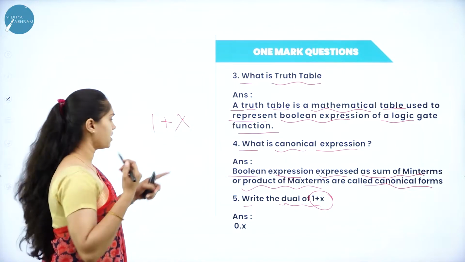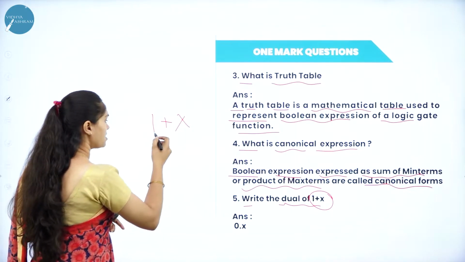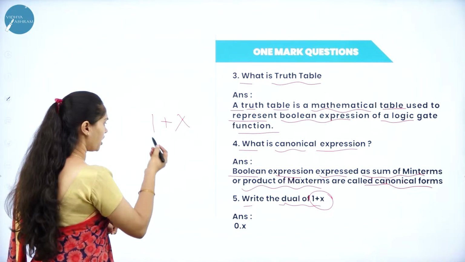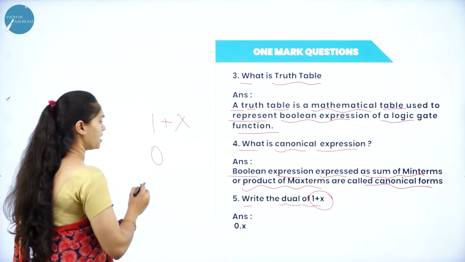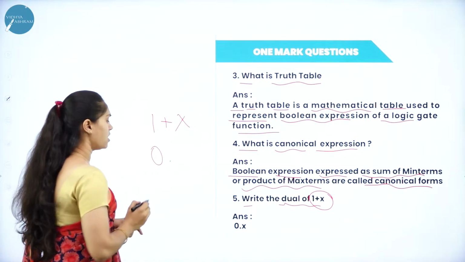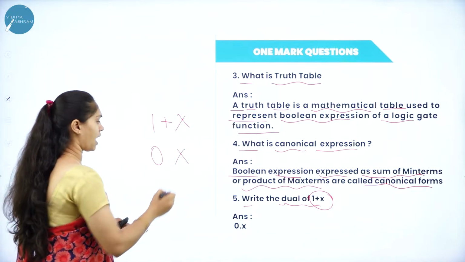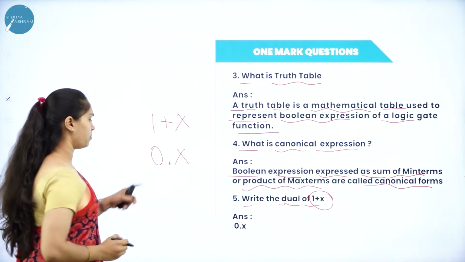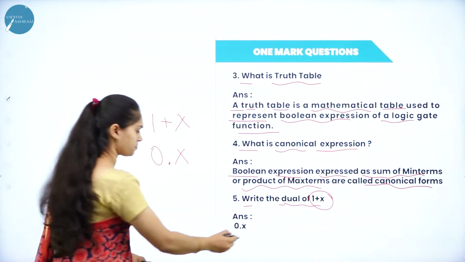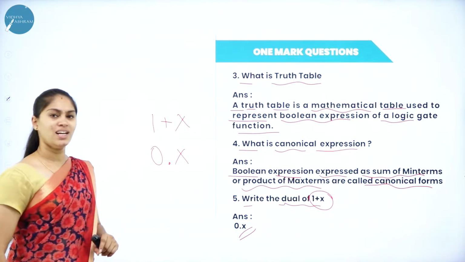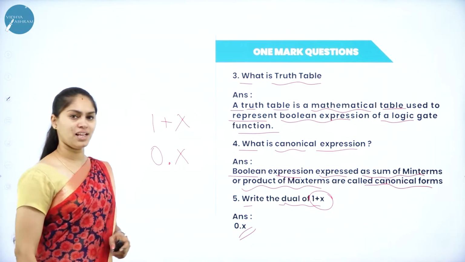1 plus x. Then how am I going to find the dual? What is the dual of 1? That is 0. In the place of plus, what am I supposed to do? That is product. So x will be as it is. So the answer will be 0 dot x. That is what we are going to get as the dual of 1 plus x.